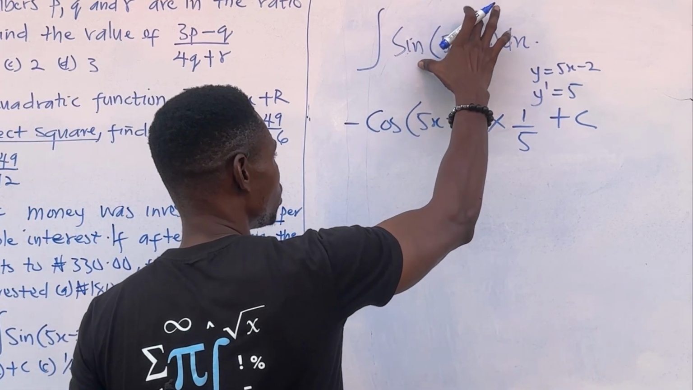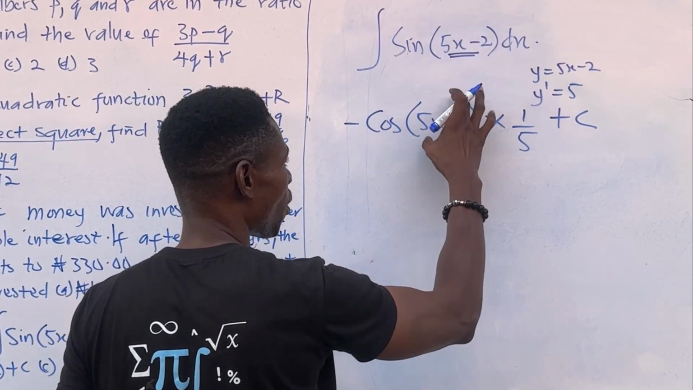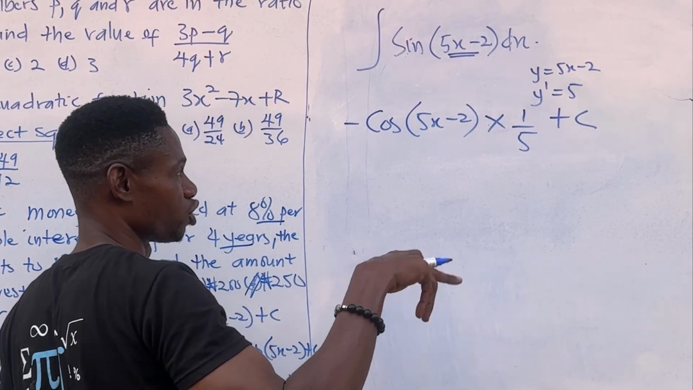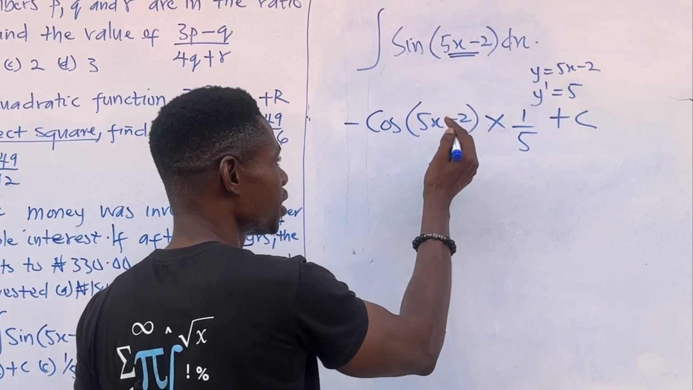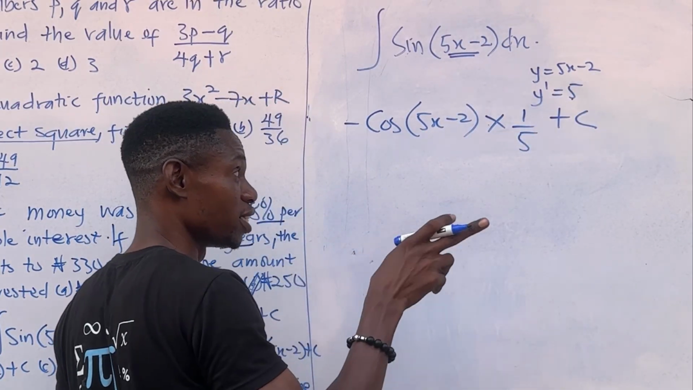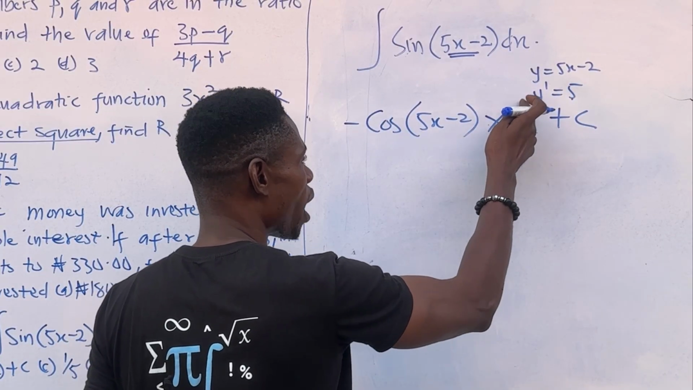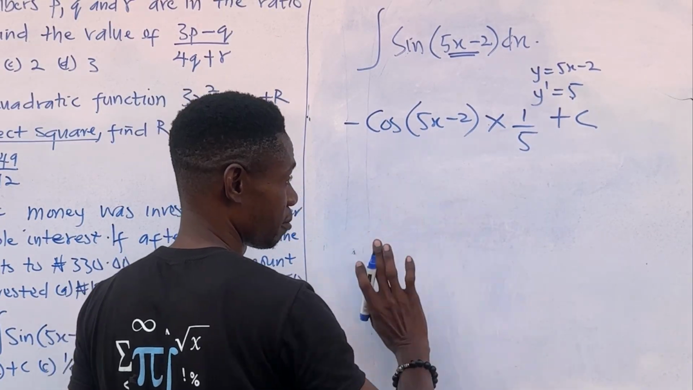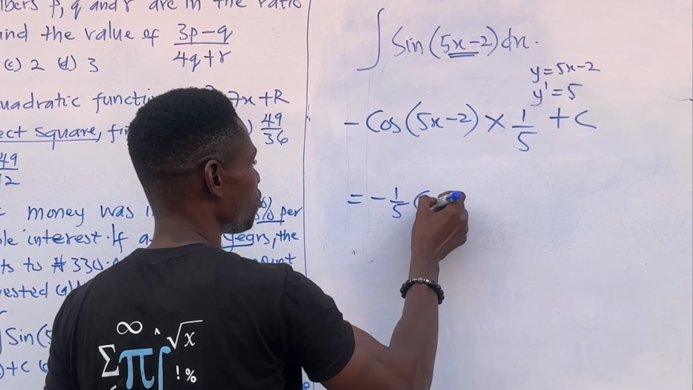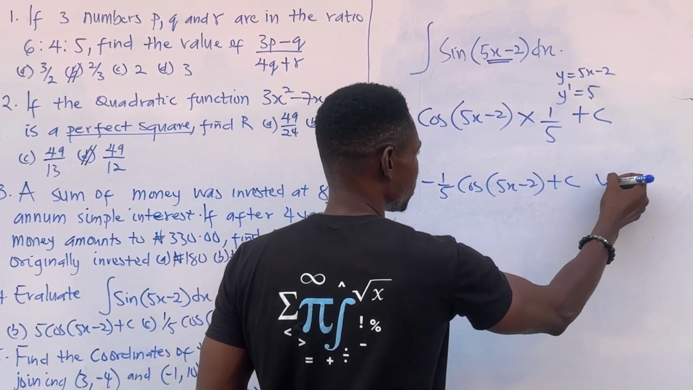So don't forget what I did. You are going to integrate normally. Sine x will give you minus cos x. So this is assumed to be our x. But now that x, in this case, is another function of its own. So if you differentiate that inner function, 5x minus 2, you get 5. Don't forget, you get 5. So you multiply by 1 over 5, or we say we divide by 5. And then our answer is minus 1 over 5 cos 5x minus 2 plus c.